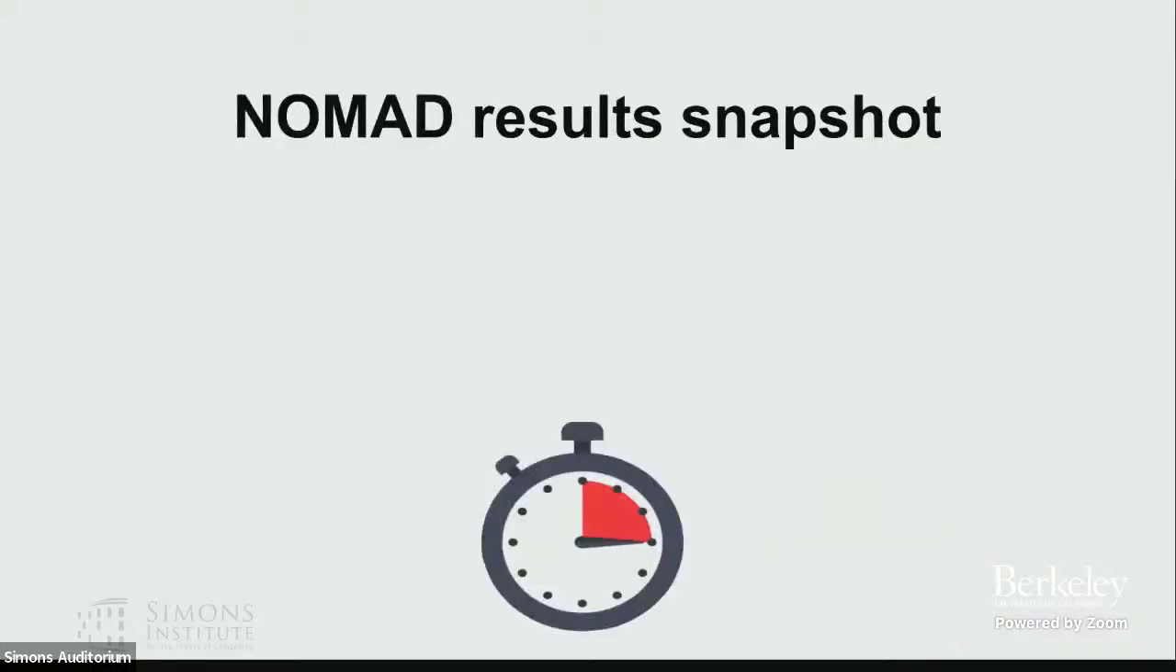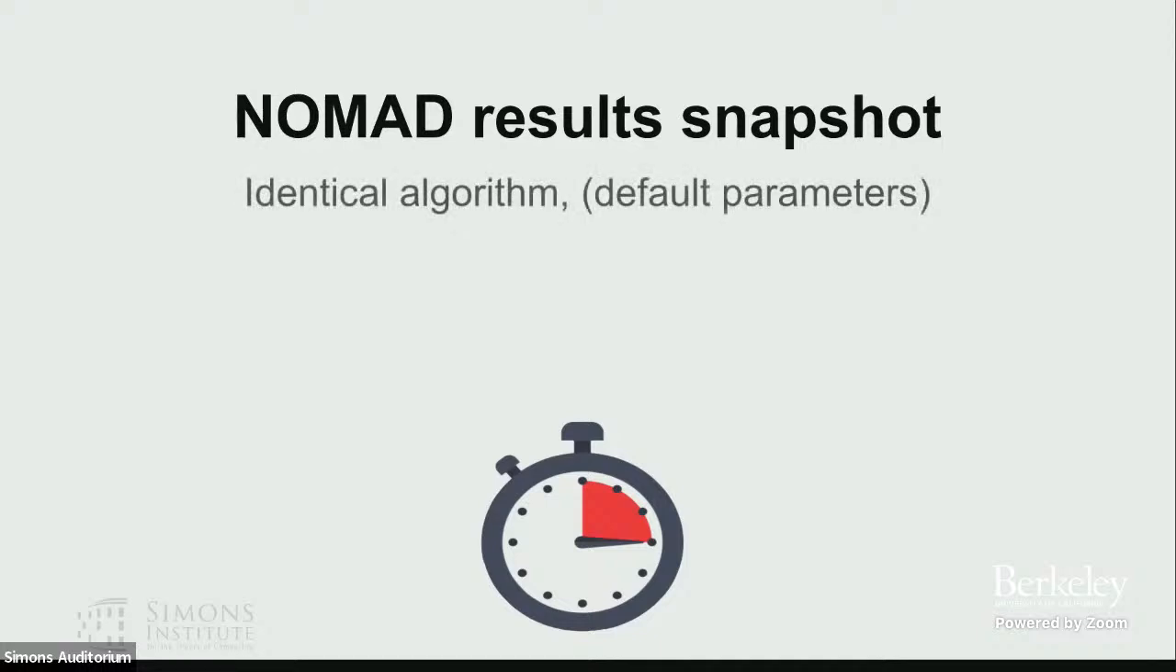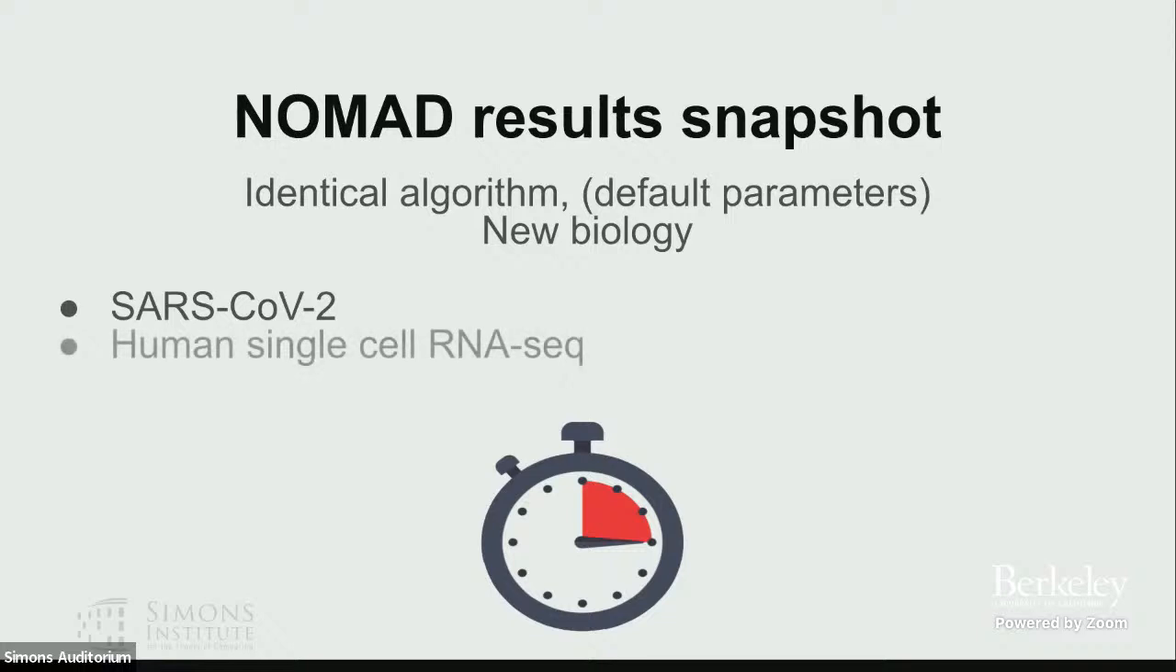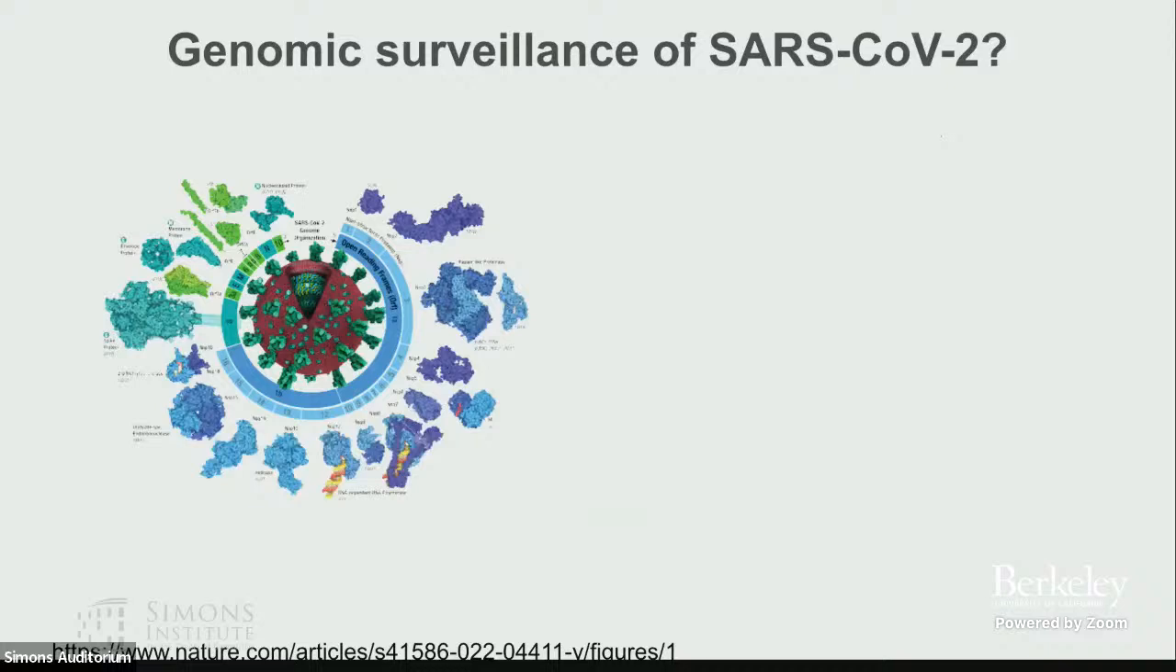Okay, so I'm going to give a snapshot of the results. What I will tell you about derived from application of the identical algorithm in its default parameter regime. There are, of course, lots of parameters that we can change, for example, k-mer length and other things, but everything was just run in default mode. I'll tell you a little bit about SARS-CoV-2 and human single cell RNA-seq data. I don't think I'll have time to tell you about lemurs.